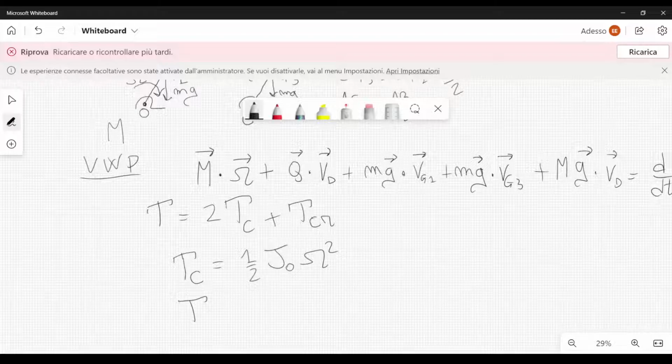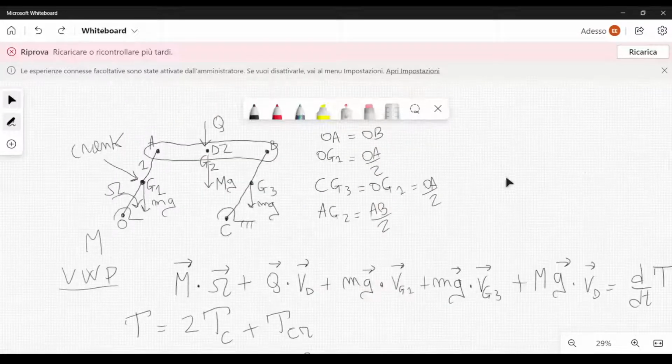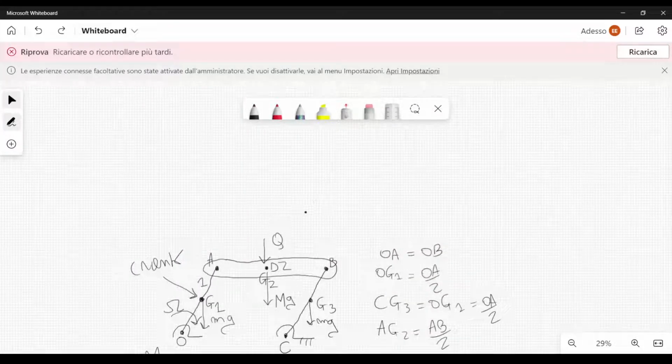Whereas the kinetic energy of the connecting rod, Tcr, is simply equal to 1/2 the mass of the connecting rod times the velocity of the point D squared. Why is that? In this case, for the connecting rod, we don't have a rotational part, because this is a simple calculation. We can show that the angular velocity, we can call it omega AB to indicate that it's the angular velocity of the connecting rod, or maybe we can call it omega 2, is equal to 0.